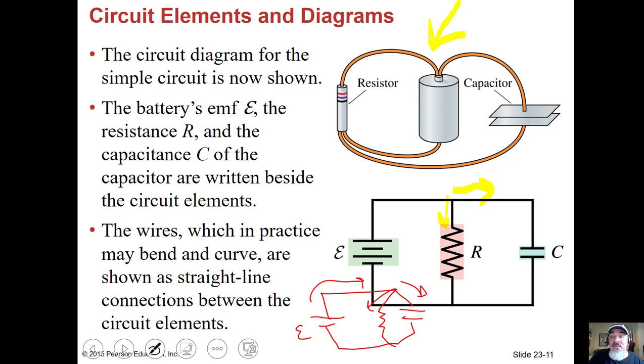Okay, so what I drew here in the red is the same exact thing as what's being drawn in this picture here. Usually with the battery, I'll just do a long side and a short side. The book does long, short, long, short. It's the same exact thing.